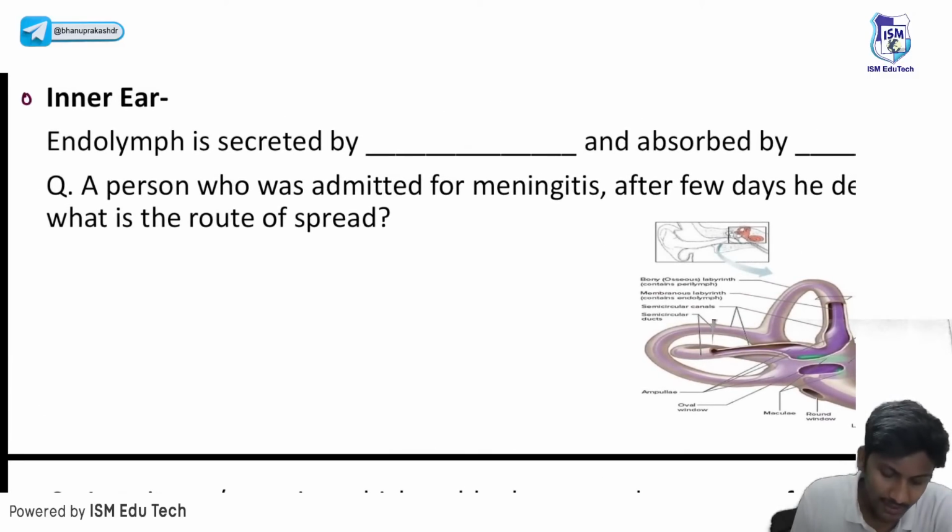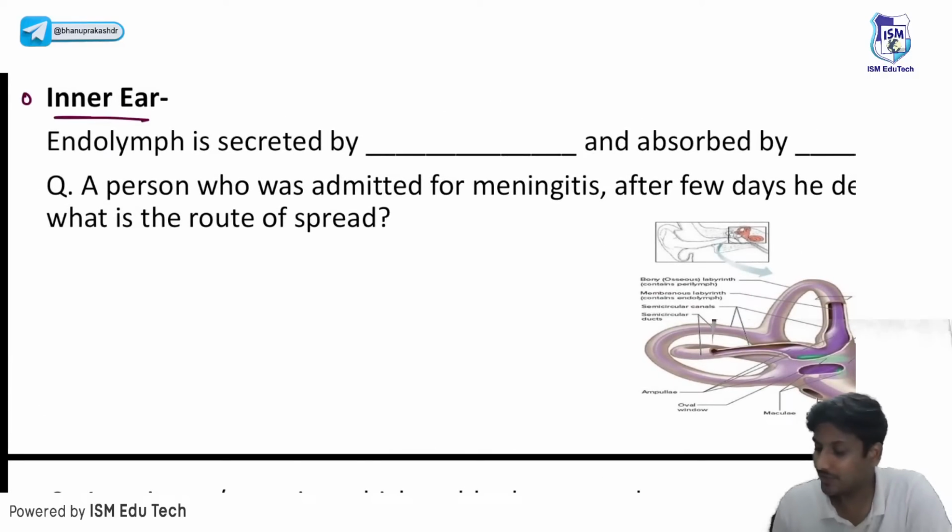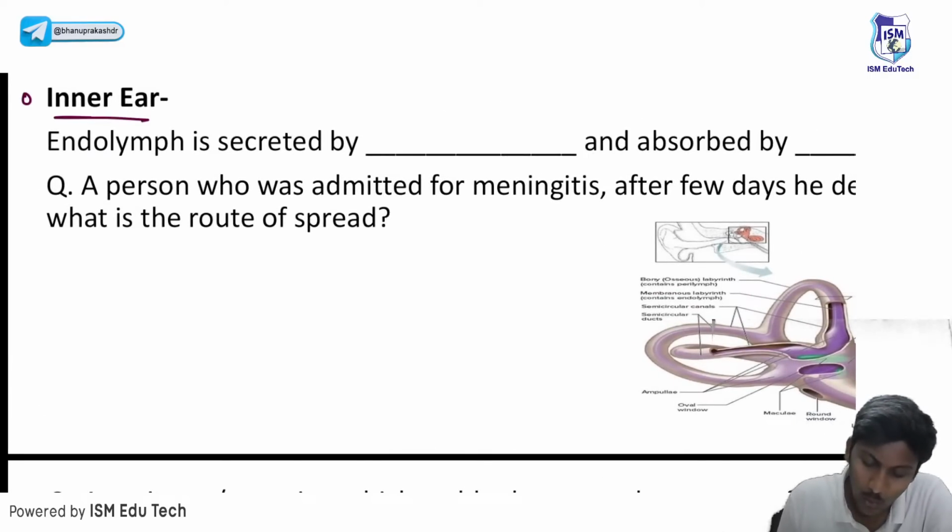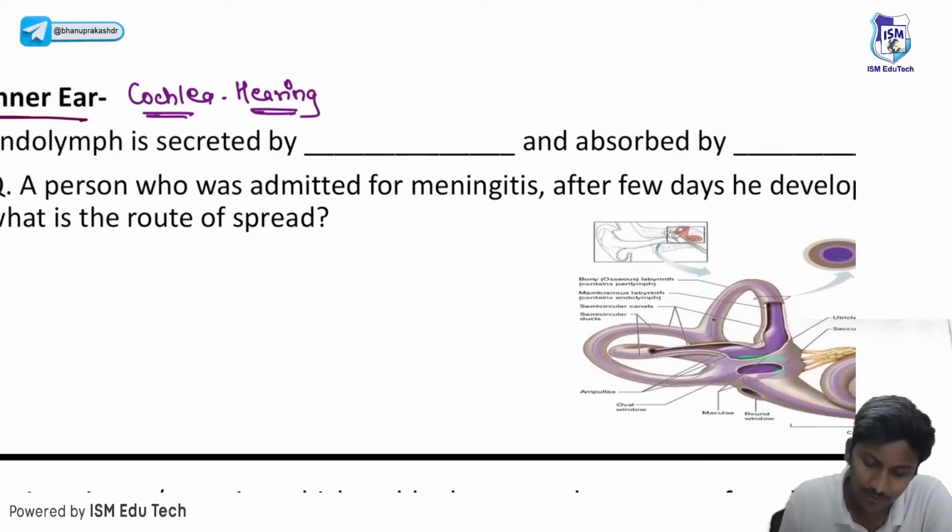Now let's talk about the inner ear. I've told you already there are three structures which are present in the inner ear. One of them is called the cochlea. And this cochlea, it is responsible for hearing, I told you. It is a sensory organ responsible for hearing.